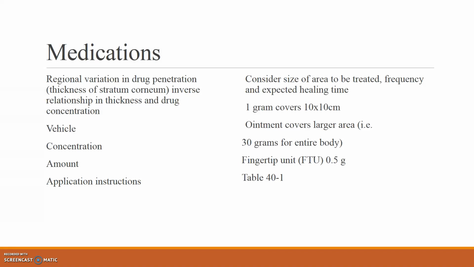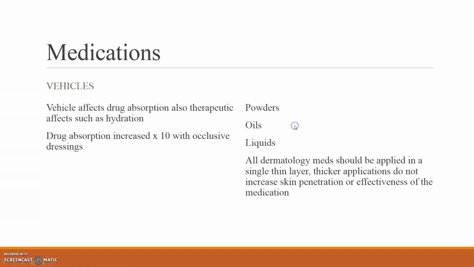Then there's the fingertip unit method, which is from the distal fingertip all the way to the proximal crease of the finger. That's about half a gram. So you can also calculate your needs by fingertip. But look at Table 4.1. It gives you a nice, concise overview of this, and that way you'll know what size tube to order.